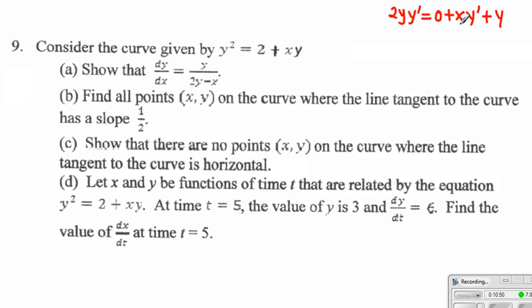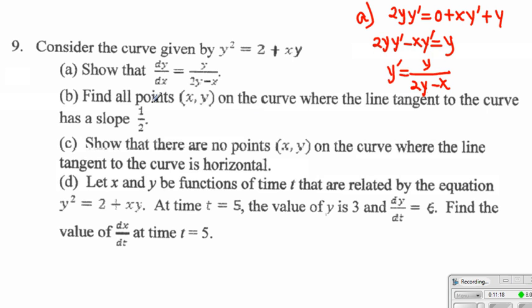Now, we see the y primes on these two terms, so bring this one over. So we have 2y y prime minus x y prime is equal to y. By factoring out the y primes, then we have y prime is equal to y, which was already here, divided by 2y minus x. And that's how we can do part A.